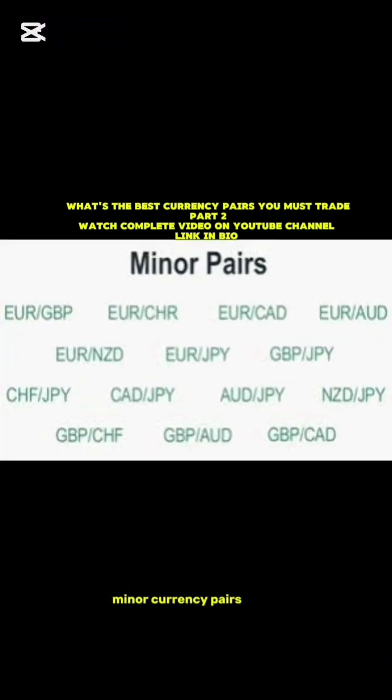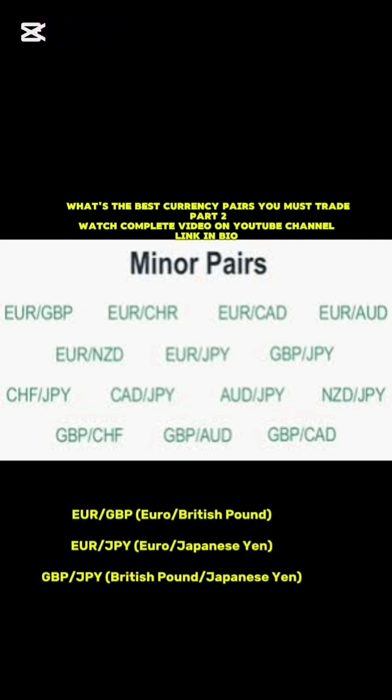Second, let's talk about minor currency pairs, also called cross-currency pairs. Minors are pairs that don't include the US dollar but consist of other major currencies, such as EUR/GBP, Euro to pound sterling, EUR/JPY, Euro to Japanese yen, and GBP/JPY, British pound to Japanese yen.